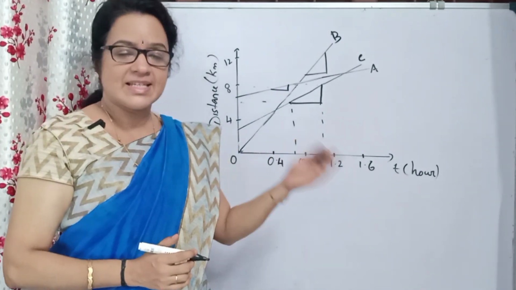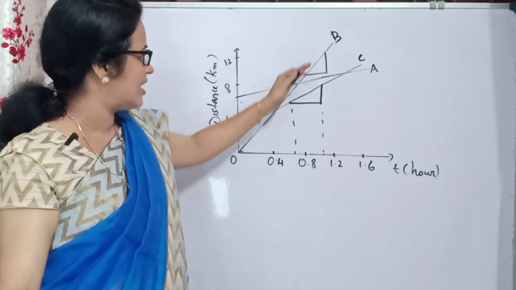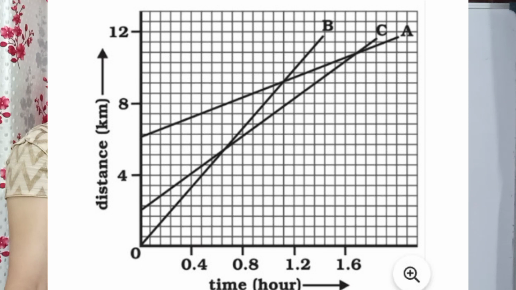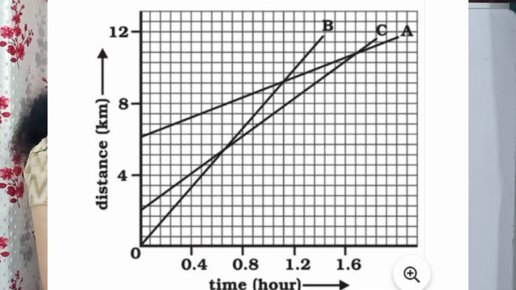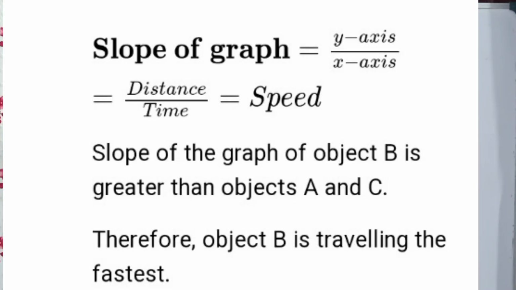Distance by time will give us the speed. So when we look into that, we can understand which one has more slope here. Which one is having more slope? Yes, from the graph we can see that B is having more slope, right? So B will be moving faster. B is fastest compared to A and C.